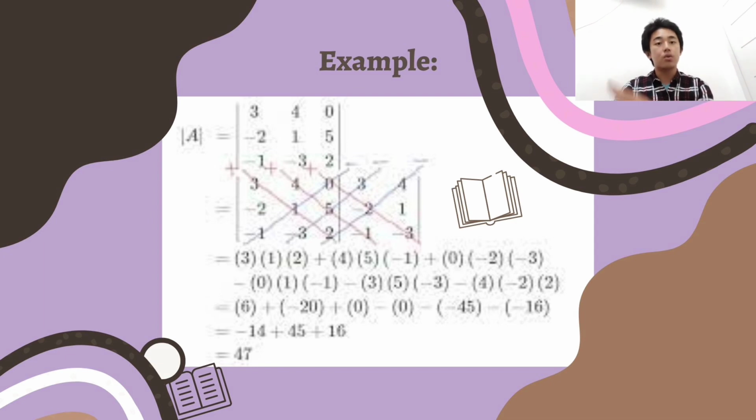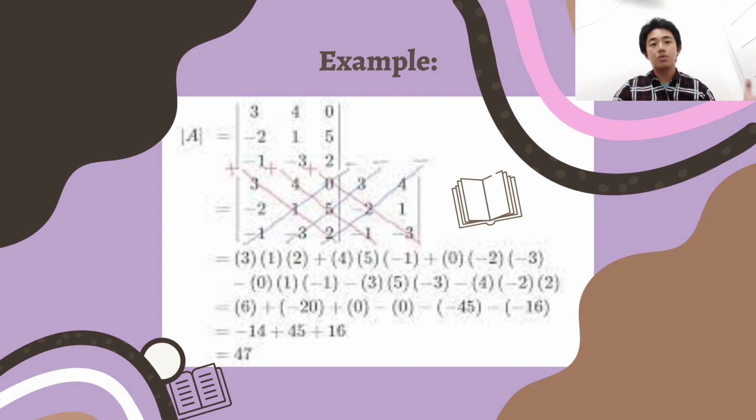To make it easier, we're going to start from left to right. And later maybe we could start from the other side. So 3 times 1 times 2, 4 times 5 times negative 1, 0 times negative 2 times negative 3. So now we have to multiply 3 numbers. We can't multiply only 2 numbers. It has to be 3 numbers because the order is 3 times 3. And yeah, because we can't multiply 3 with 1, we're going to move from the other side.